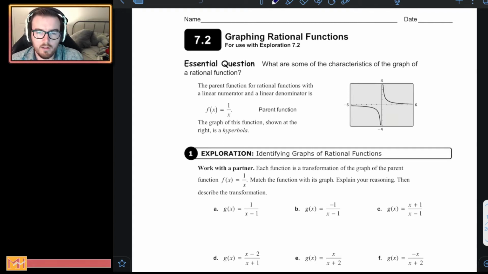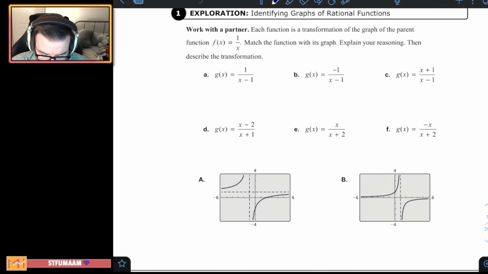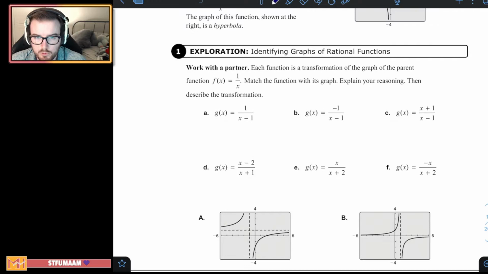So I'm assuming we all got it pulled out now. 7.2, the student journal. So we're looking at rational functions. So let's just take a look at, I'm going to jump straight into the exploration as we usually do. Work with a partner. Each function is a transformation of the graph 1 over x. Match the function with its graph, explain your reasoning, then describe the transformation.